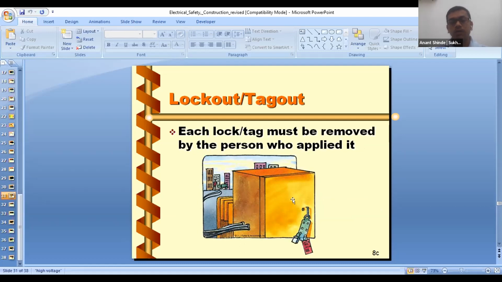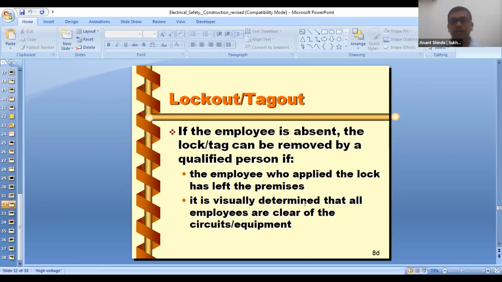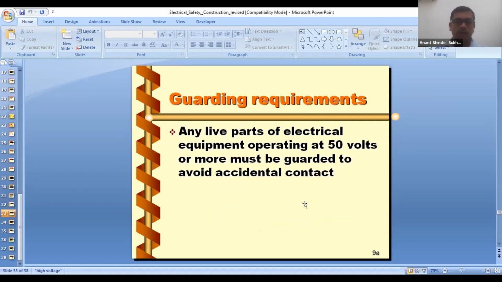When you are doing electrical work, lock out and tag out. Who applies the lock? It must be a responsible person to lock out and tag out. Second, if the employee is absent, the lock and tag can be removed by a qualified person if the employee who applied the lock has left the premises, and it is verified that all employees are clear of the circuit and equipment.